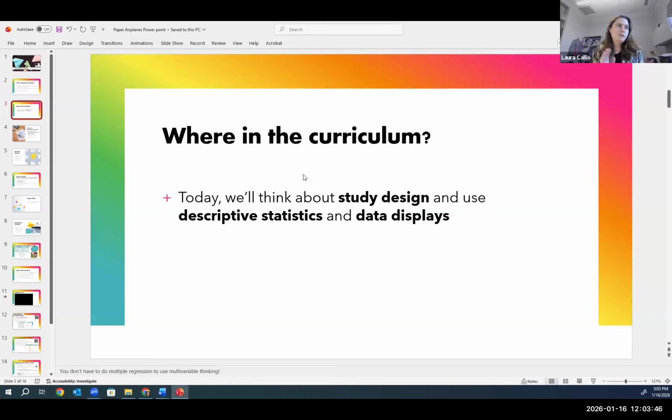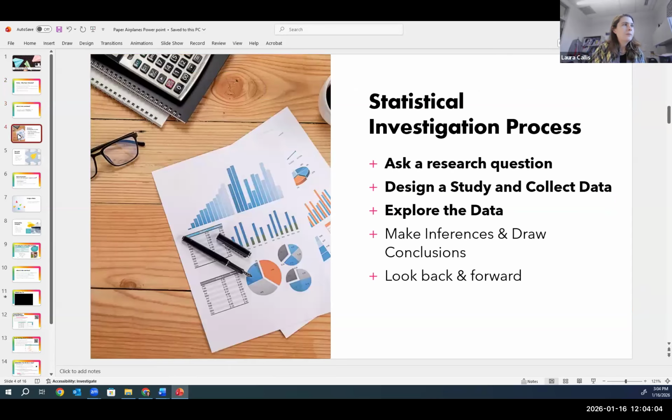So, where this could fall in the curriculum, today we're going to be thinking about study design and descriptive statistics and data displays. So, even if you haven't gotten to inferential statistics, you can do some of the things that we're talking about here. But then, if you do want to do inferential statistics, you could do that as well. You could extend.